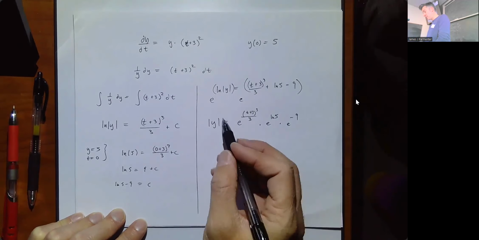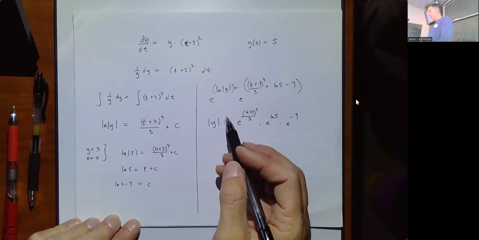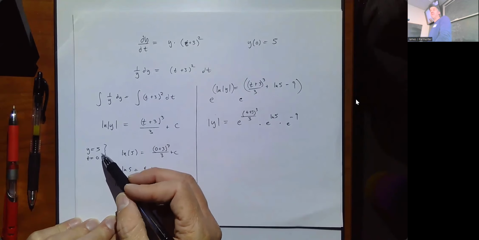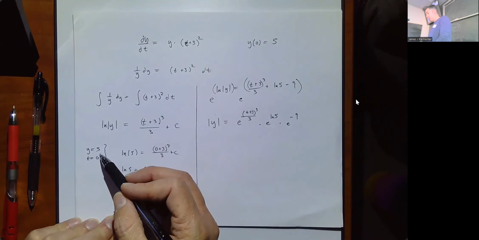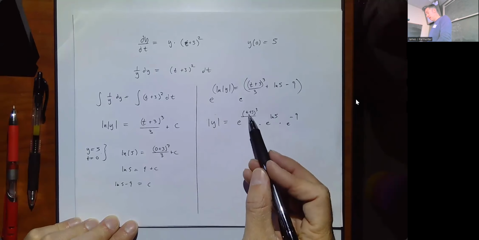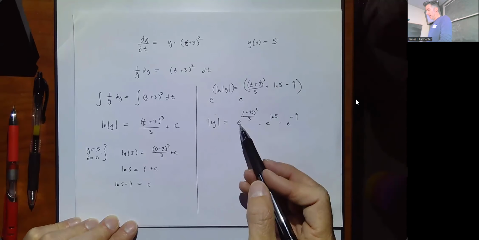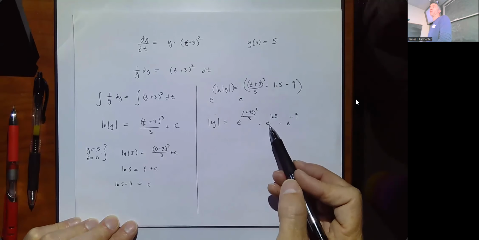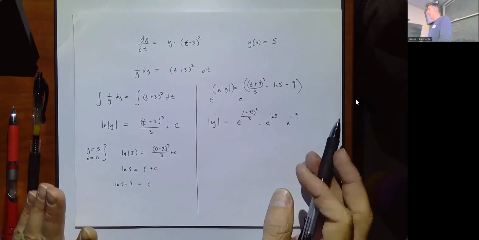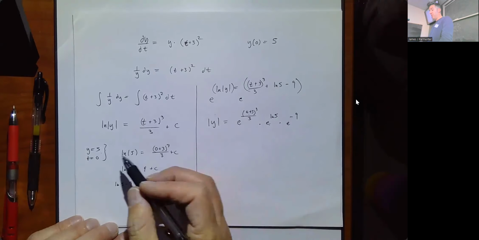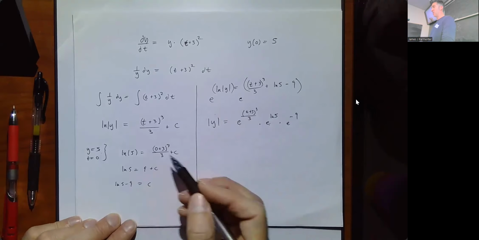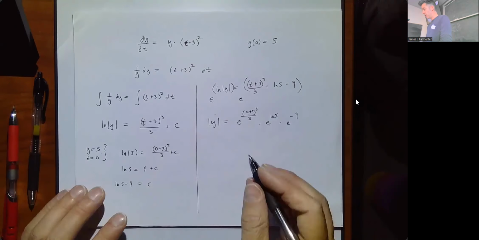I'm going to drop my absolute value here because I know that when t is 0, y should be positive 5. Right, so it's okay, right? If I plug in 0 here, I actually get e to the 9, e to the negative 9, e to the natural log of 5, which is 5. So I'm okay to drop the absolute value here. It'd be different if y was supposed to be negative 5, then I'd have to change the signs and stuff, but I'm not going to sweat it.